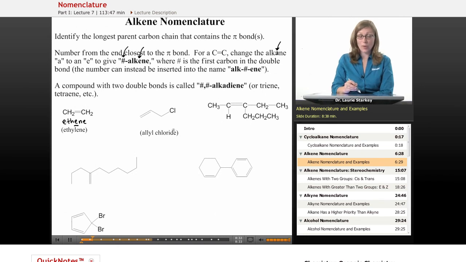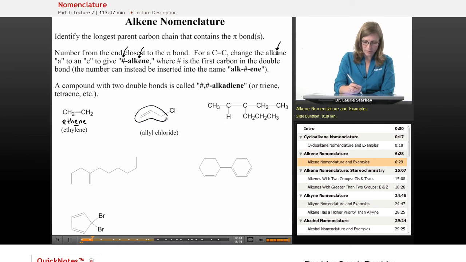This compound is commonly known as allyl chloride because you have a chlorine that's allylic next to a double bond. So it's known as allyl chloride, but let's do its IUPAC name. We have our 3-carbon chain right here. That's our only possibility for our longest carbon chain. And when we go to number it, we're going to number it from the end closest to the double bond. So we'll start from this end, 1, 2, 3. And so 3 carbons means it's a propane derivative, but because of the double bond, we call it propene. So this is 1-propene.